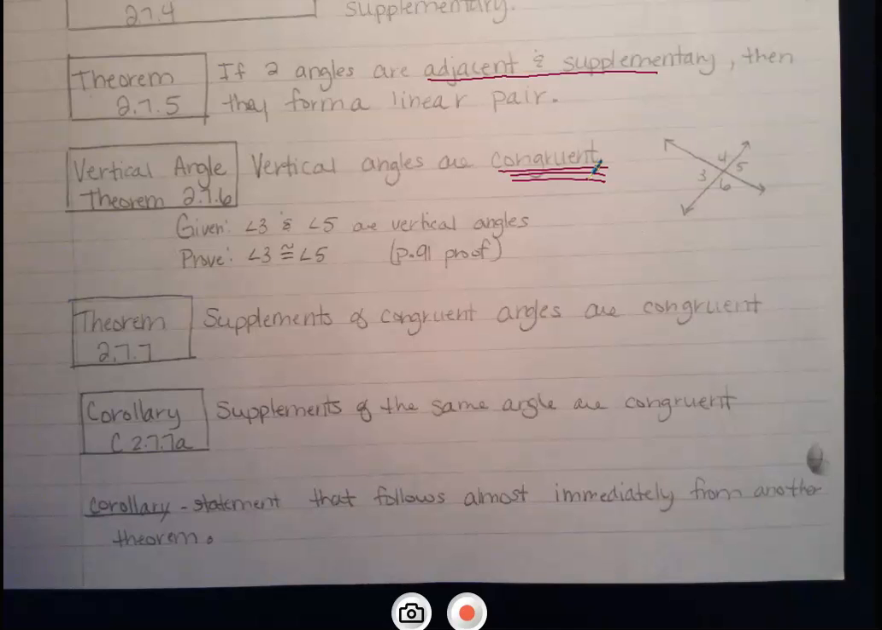Okay, so if we have an intersection like this, what is angle 4 congruent to? 6, because it's the vertical. What's angle 3 congruent to? 5, because they're vertical. So vertical angles are congruent. The next theorem: supplements of congruent angles are congruent. What are supplements?